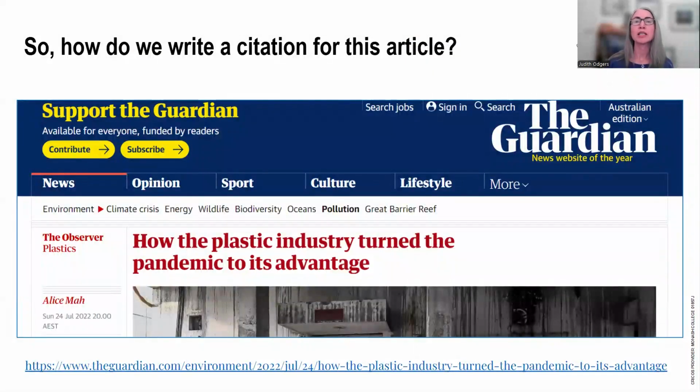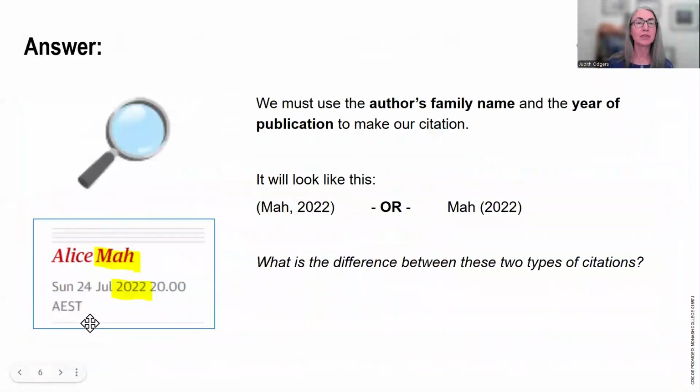So, how do we write a citation for this article? Take a moment to have a look at it. As we can see, the author's name and the date that the article was published online is here. We must use the author's family name and the year of publication to make our citation. We can see the family name is Ma, and although we have the full date, we only need the year 2022. So the citation will look like this, or it could look like this.